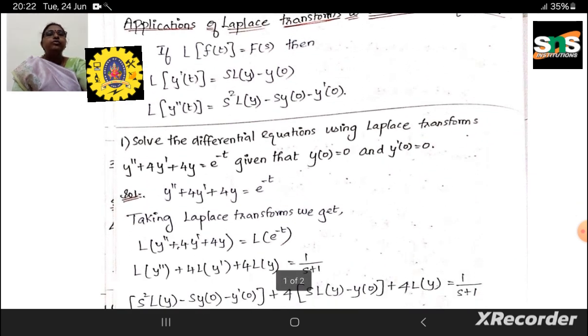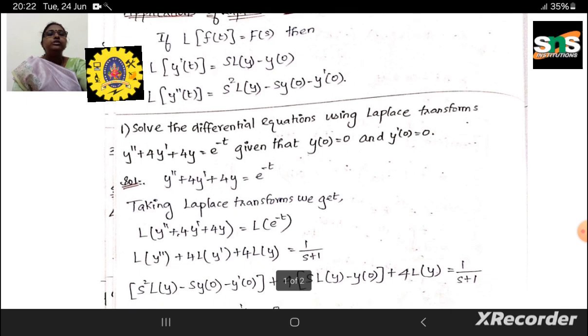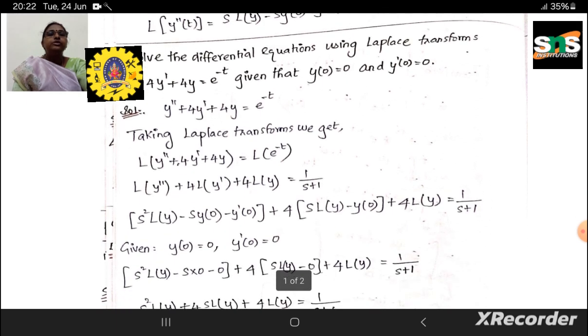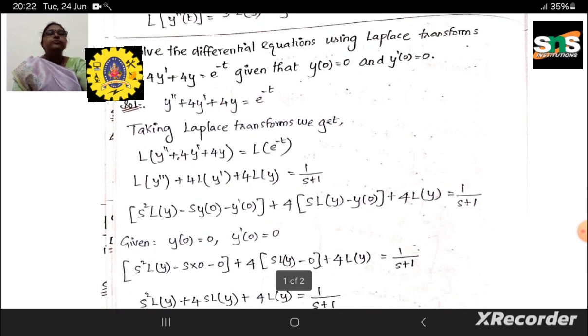If L of f(t) equals F(s), then L of y dash of t equals s into L of y minus y of 0, and the other one is L of y double dash of t equals s squared L of y minus s into y of 0 minus y dash of 0. Based on these two formulas, we are going to apply them in differential equations and get the conclusion. First, we can go for this example sum.